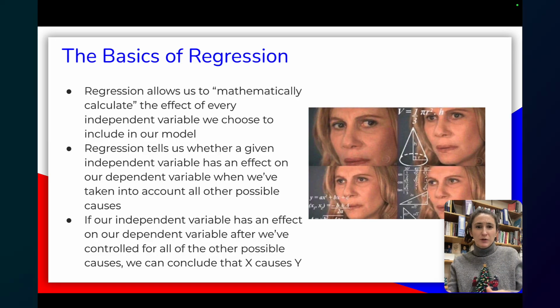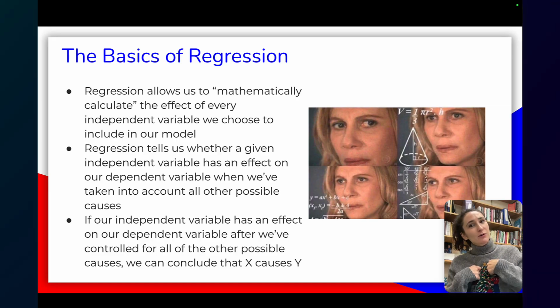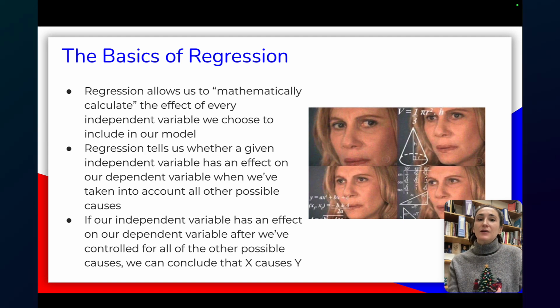So if we're controlling for whether the sweater is clean and whether it's soft and whether it's cold outside and whether it's a holiday or not, if we're controlling for all of those things, then we can say that X causes Y.